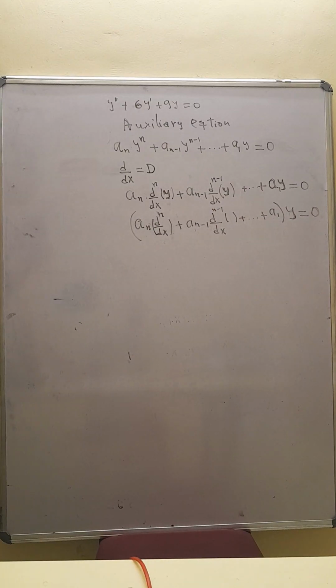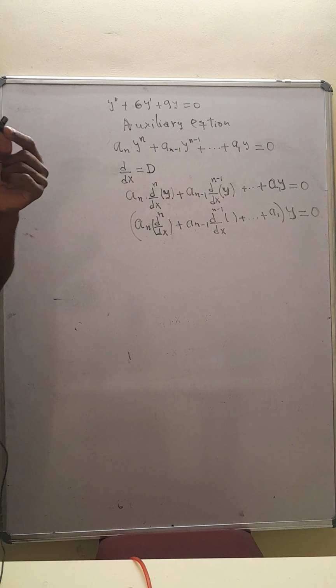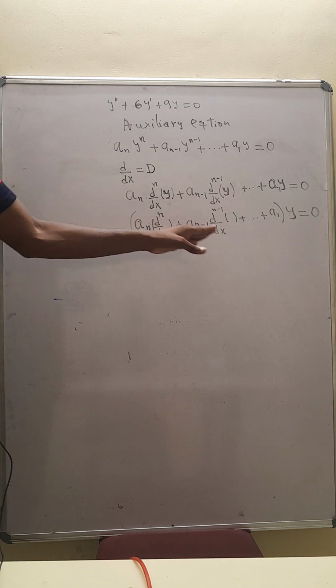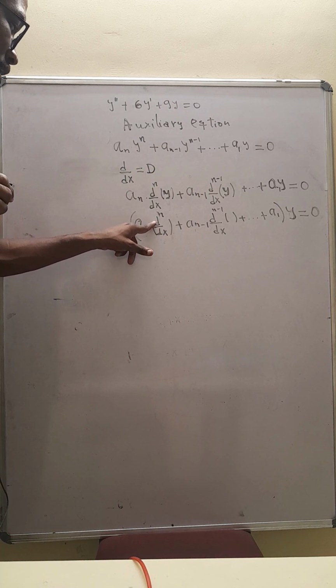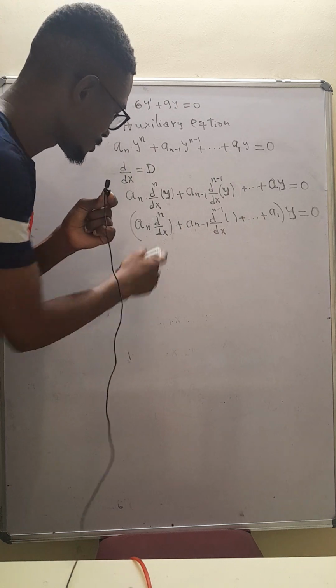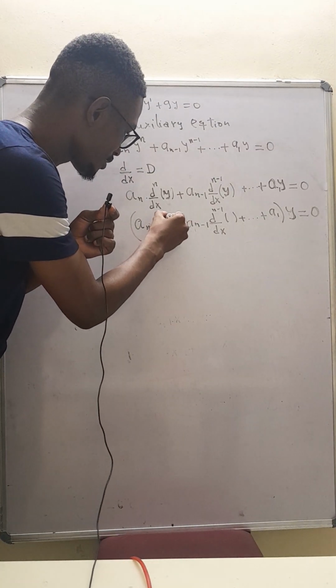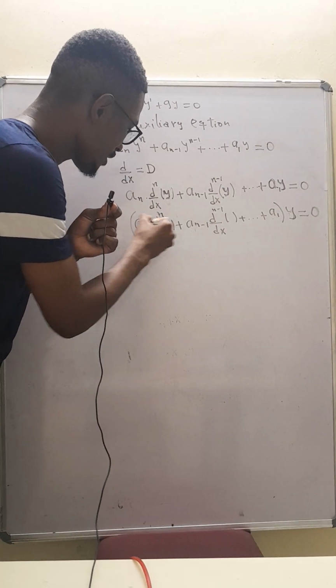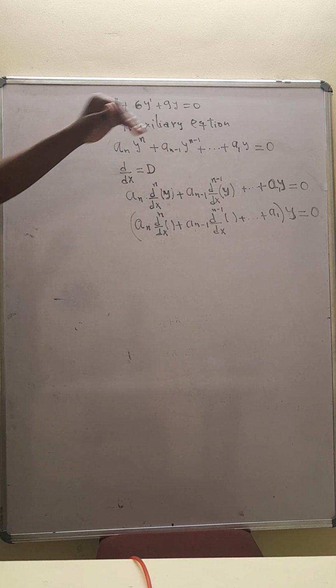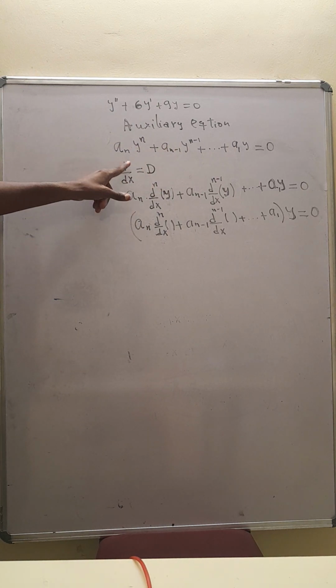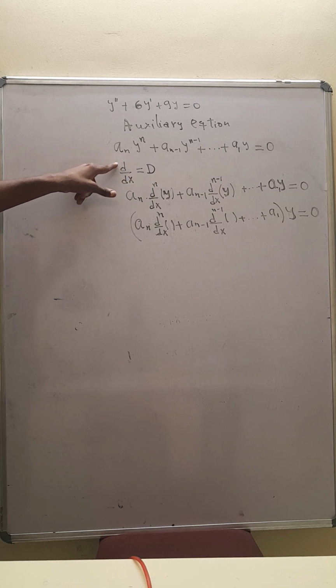Yeah, this should be your equation. So when you do this, what you have here is what we call the auxiliary equation. If I substitute D for d upon dx, where I have this cofactor, what will I have?